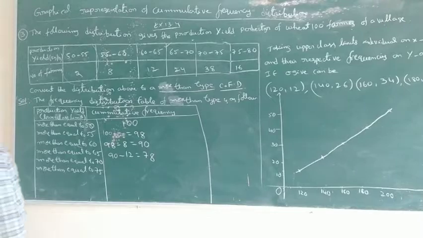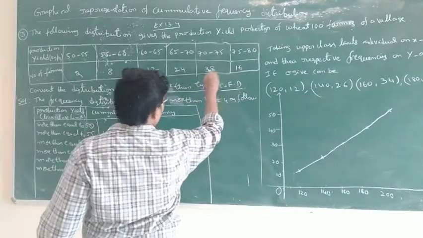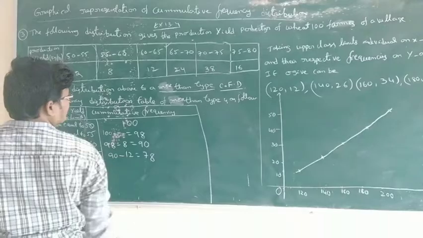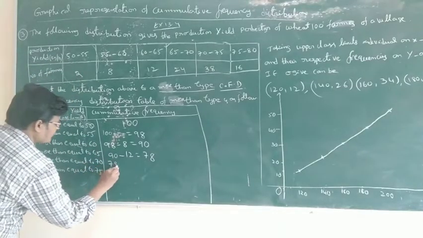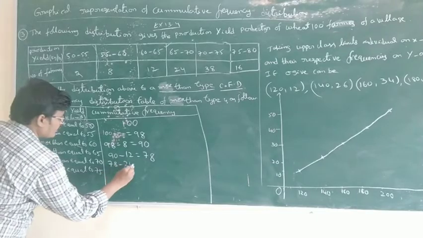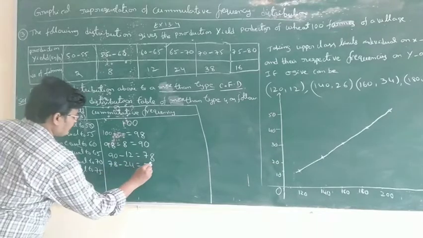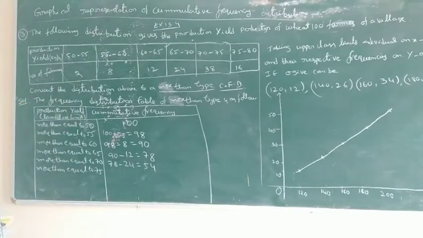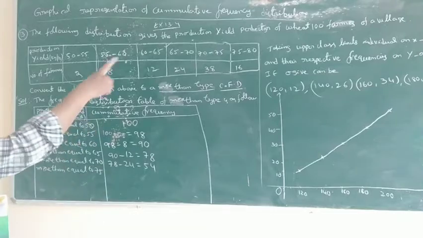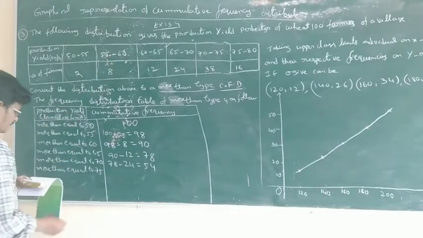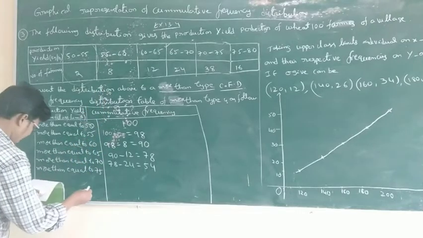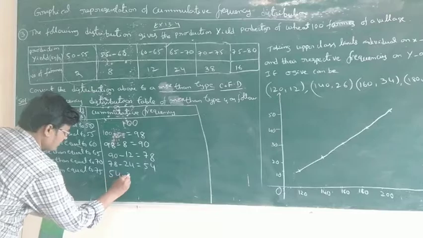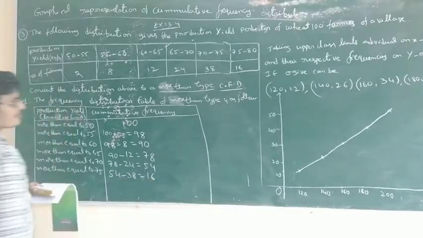Next, more than 70 means only the last two classes. So 78 minus 24 is equal to 54. More than 75 is only 75 to 80, which is 16, or 54 minus 38, which is equal to 16.